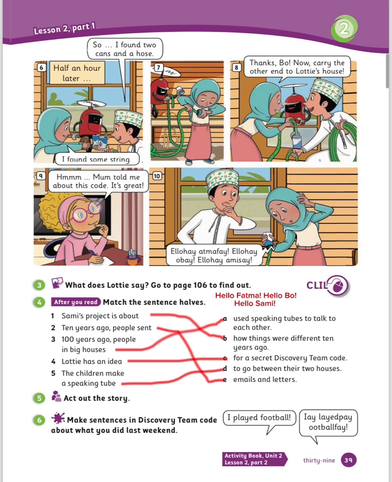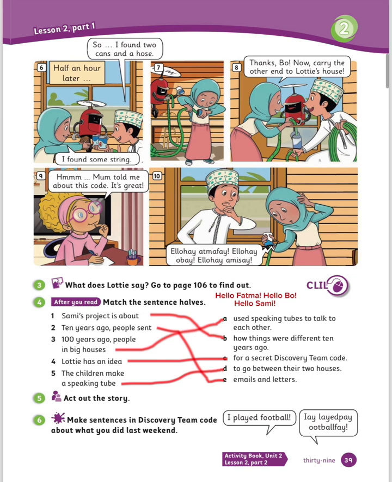Number 5. The children make a speaking tube to go between their 2 houses. Exercise number 5. Act out the story. Now let's go in 2 groups of 4. Allocate a role to each one. Fatma, Luti, Sami, and Boo. Now let's act out the story in groups.